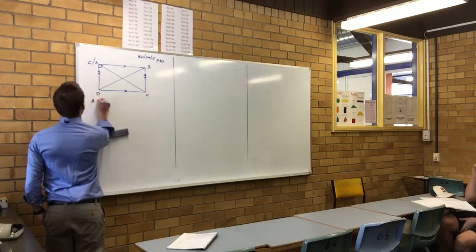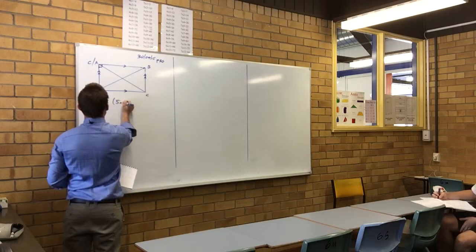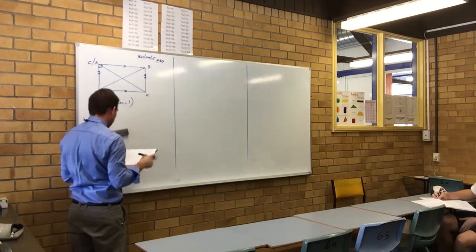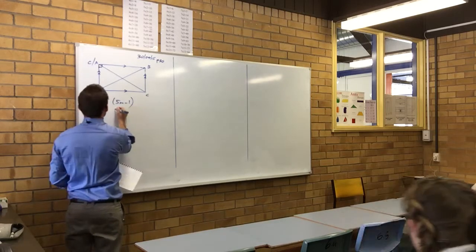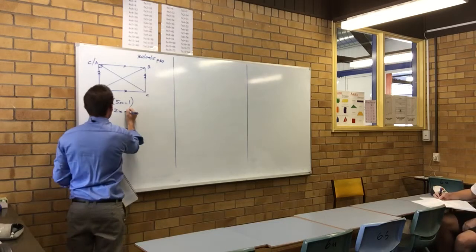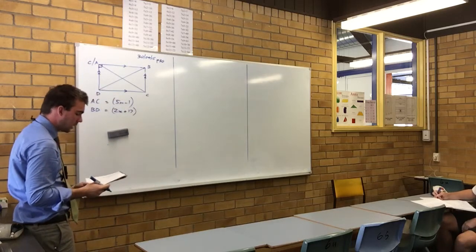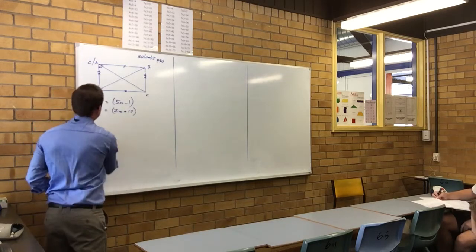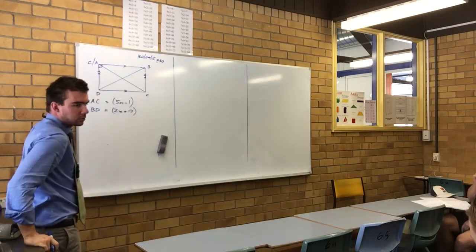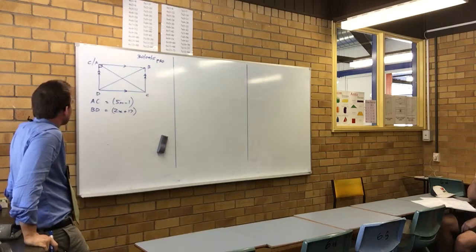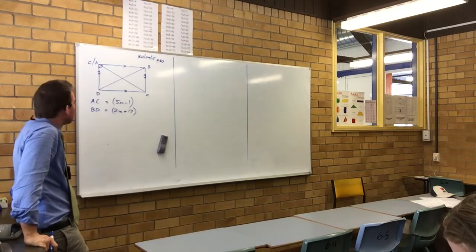Alright, so we have AC is 5x take away 1 and BD is equal to 2x plus 17. The question asks you to find the length of each diagonal. You're told an expression for both the diagonals, AC and BD, so we need to find the actual length of the diagonal. How am I going to do that?